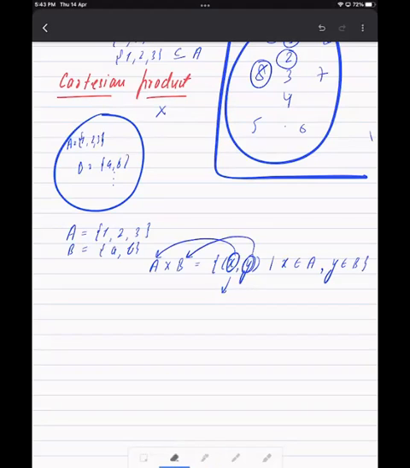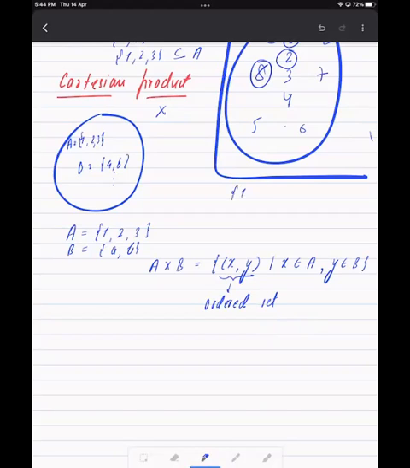Simple. Now, why have I written these brackets? What do they represent? What do we call it? This is not a number. This is not a set, right? We use curly brackets for sets, not this. So what is this? We call it an ordered pair.